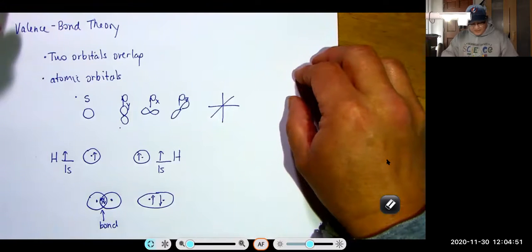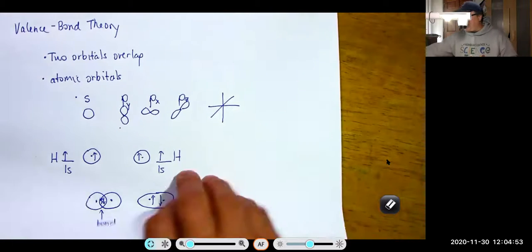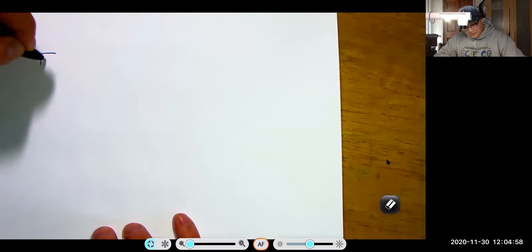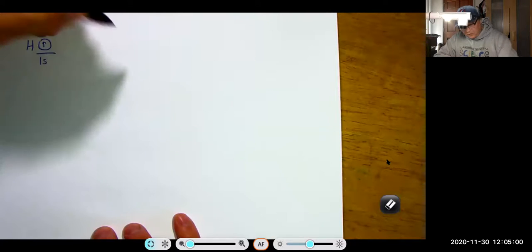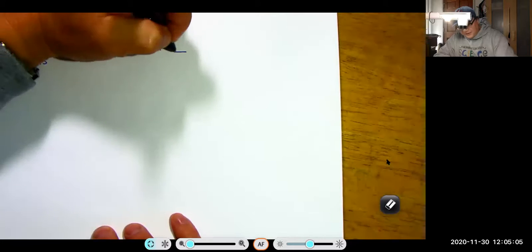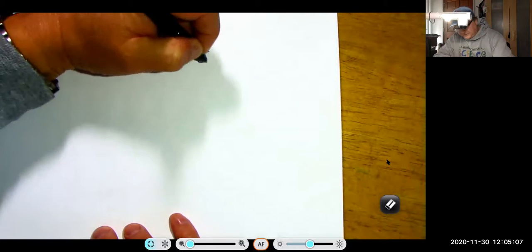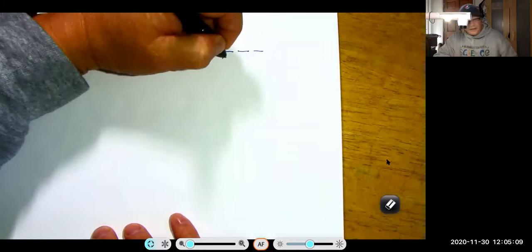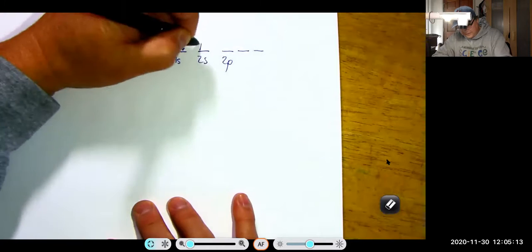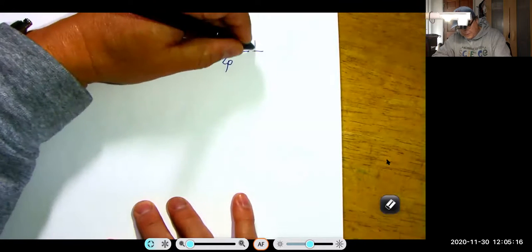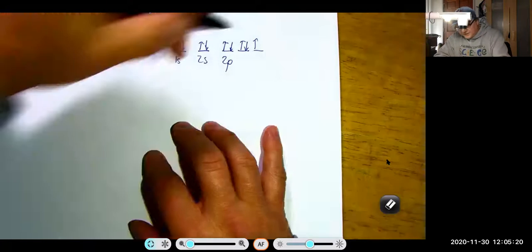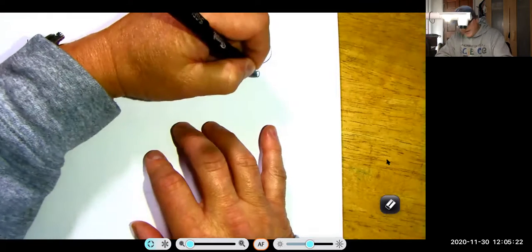Okay, great. Now, what happens when you have something else, like hydrogen making a bond with, say, fluorine? Now, for fluorine, we've got 1s, 2s, and 2p. So this is what fluorine looks like. And we're going to make this one here the 2px.